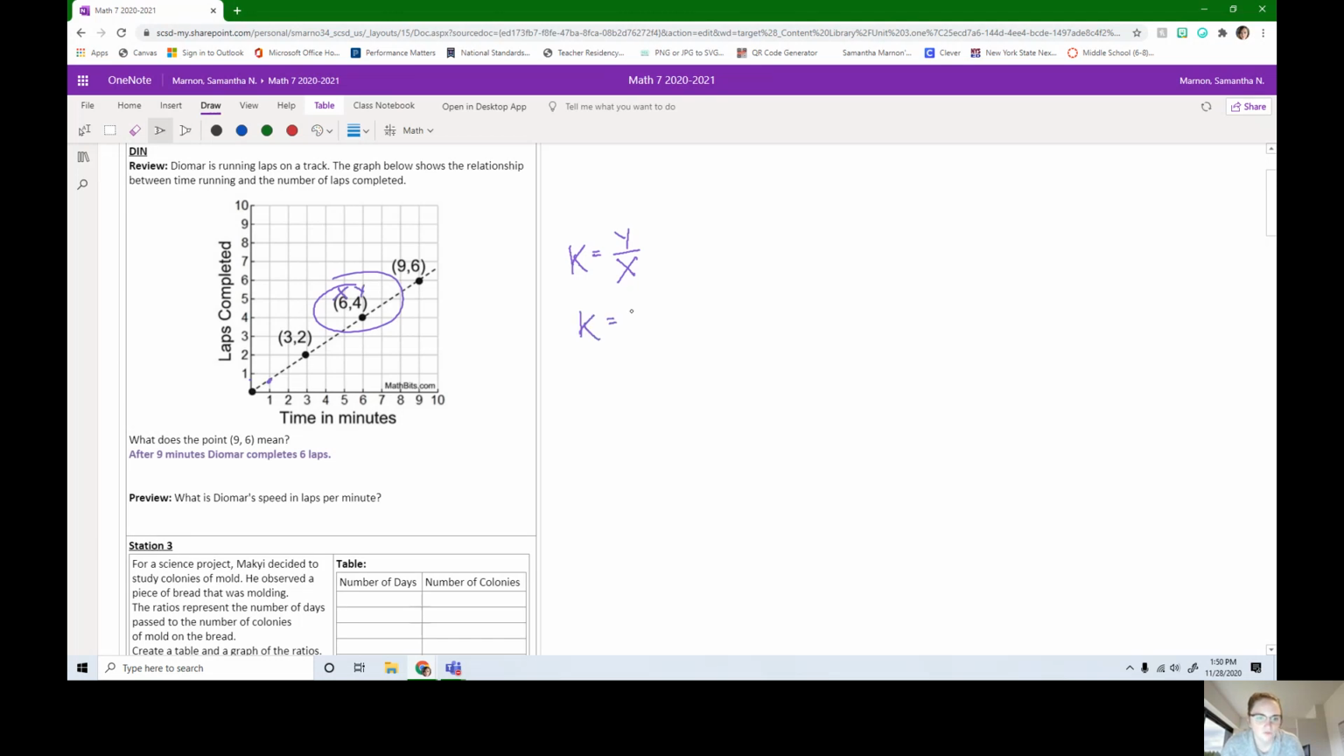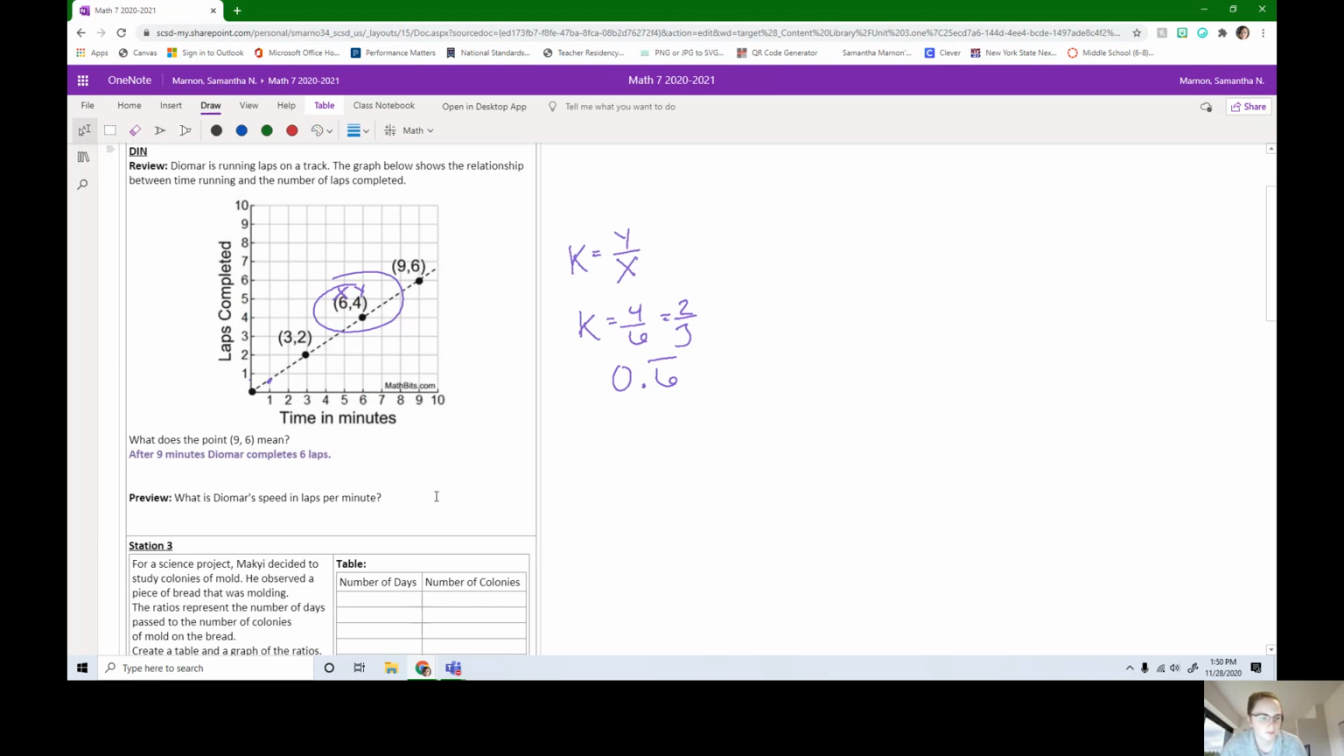So we can do 4 divided by 6. And if you wanted to, this is just a fraction. You could simplify this to 2/3, or you can write it as a decimal as 0.6 repeating. So we show the repeating with the line above it. So what is DMR's speed in laps per minute?